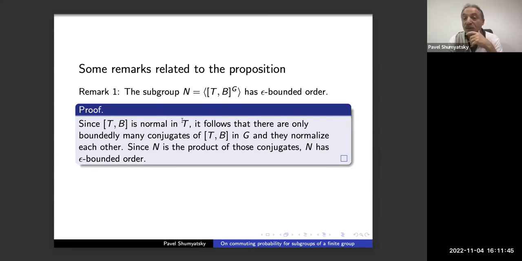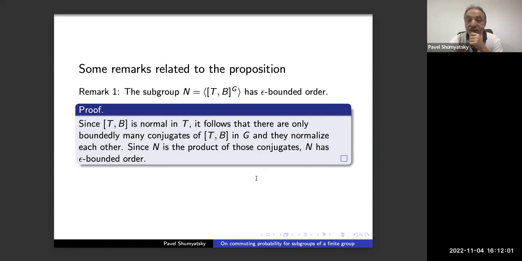All of them are normal in T, so they normalize each other, and therefore their N is just the product of boundedly many factors, each of bounded order. So N has bounded order.